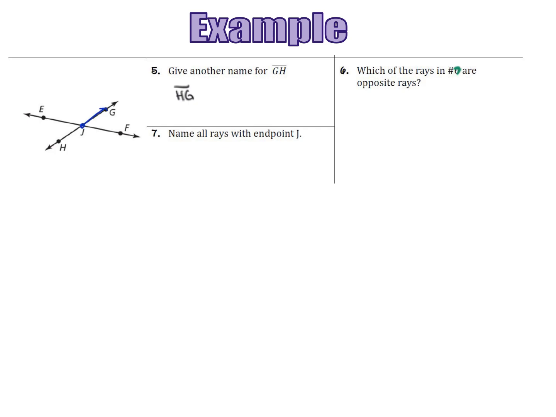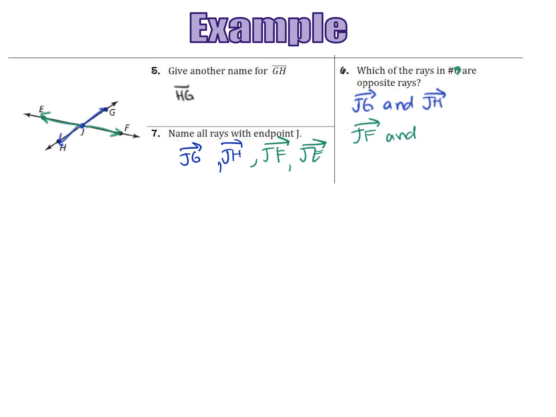So J could go towards G. It could also go towards H. Those are opposite rays. So ray JG and ray JH are opposite rays because they point in opposite directions. And then similarly, JF and JE. And those 2 are opposite rays because they point in opposite directions and they share an endpoint. Let's look at another example.